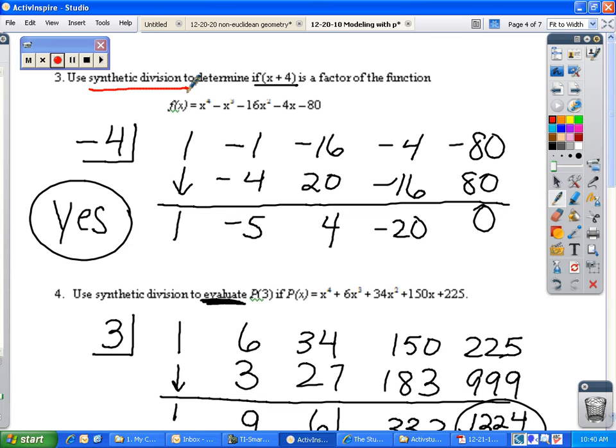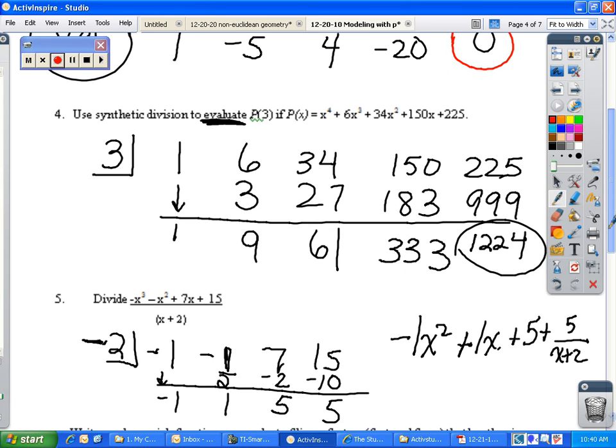So to do that, we are going to take that positive 4 and switch the sign to negative 4, which is what we're going to be dividing by. Pull out the coefficients of each of the terms and write them out, draw your line, and perform synthetic division. At the end of this problem, you will notice that your remainder is 0. Therefore, you know that this is a solution because your remainder is 0. If your remainder were something other than 0, then this would not be a solution.